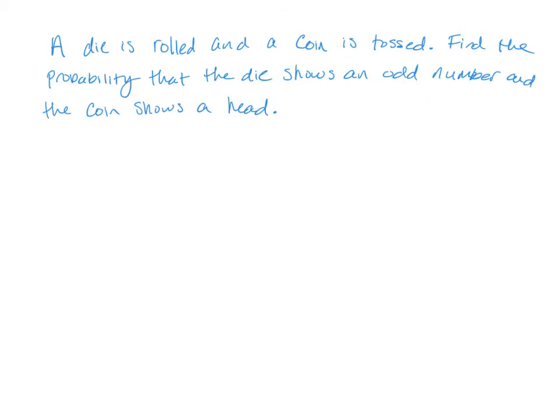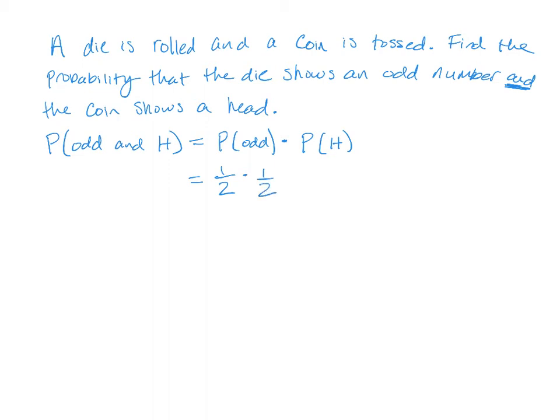Okay, another example. We have a die is rolled and a coin is tossed. Find the probability that the die shows an odd number and the coin shows a head. So I want probability odd and heads. Okay. So that word and means I can multiply the two probabilities. So this is the probability that I get an odd number on the die times the probability I get heads. So the probability I get an odd number on the die is 3 out of 6, or 1/2. The probability I flip heads is also 1/2, so I multiply them and I get 1/4.